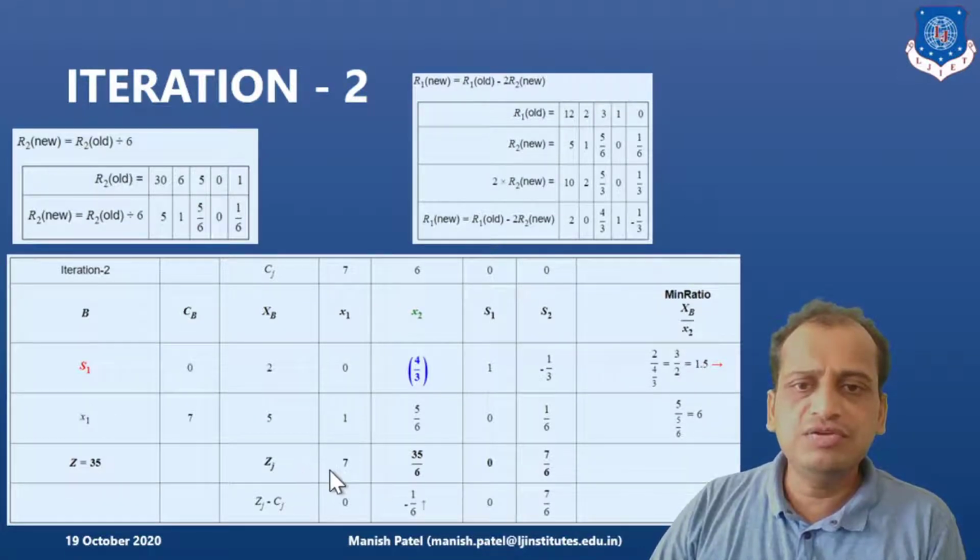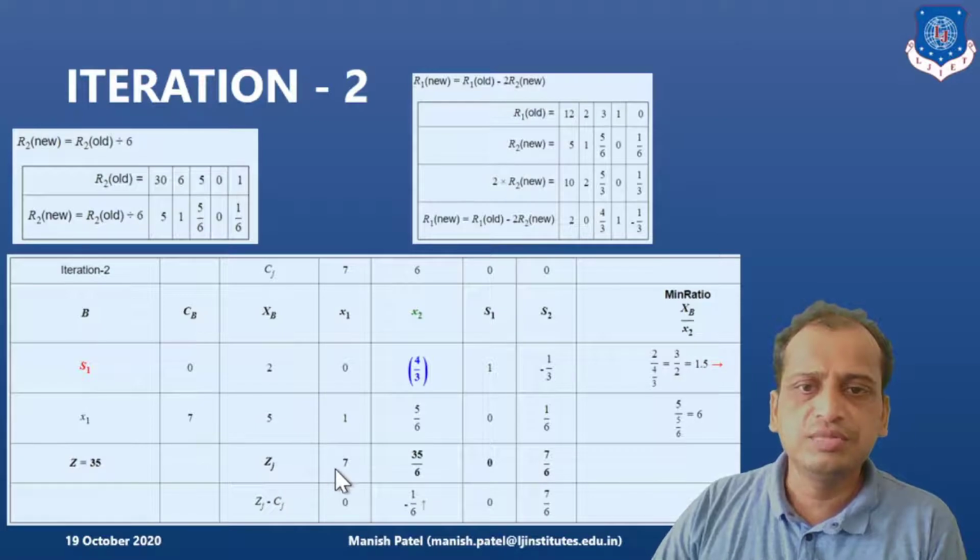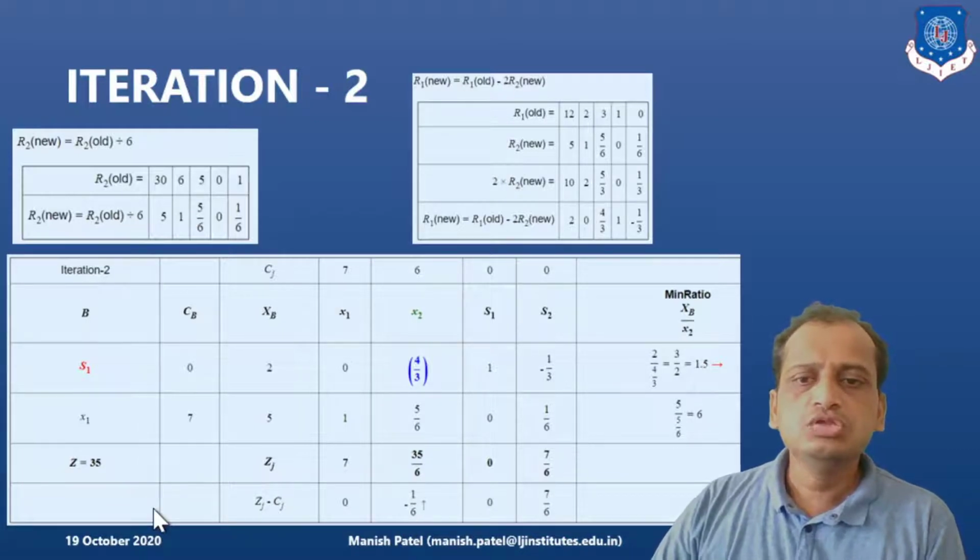So Zj, if you calculate here, 0 into 0. Now here the coefficient of x1 is written, that is 7. So I have written 7 here. So 0 into 0 plus 1 into 7 is 7. In the same way, 4 by 3 into 0 plus 5 by 6 into 7, that is 35 by 6. And likewise. Now Zj minus Cj: 7 minus 7 is 0, 35 by 6 minus 6 is minus 1 by 6, and likewise. Clear? So what is our next step?